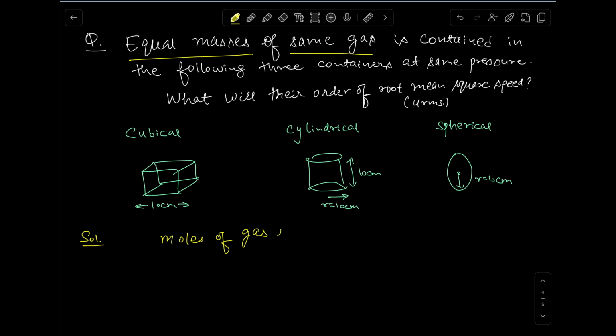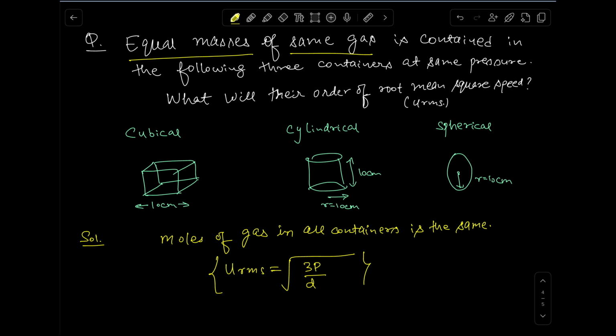So we know that moles of gas in all containers is the same because the gas type is the same and the mass of gas in each container is the same. So we can write under root of 3P by d for uRMS.